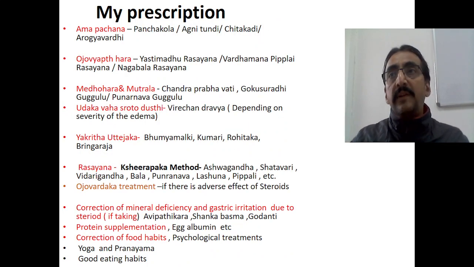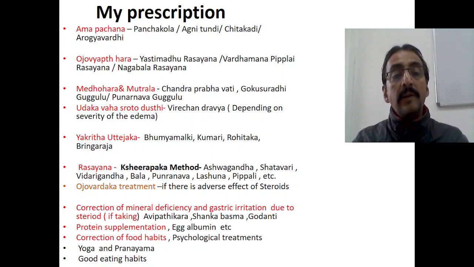Now, this is my prescription in a patient of nephrotic syndrome. In short, I will go for Amapachana treatment. For Amapachana, I will go for Panchakola, then Agnitundi, Chitrakadi, Aragvadhadi, according to the situation. Then Ojo Vyapat Hara treatment: Yashtimadhu Rasayana, Vardhamana Pippali, Nagabala Rasayana, etc. Medohara and Mutrala treatment, maybe Chandraprabhavati, Gokshuradi Vati, Gokshuradi Guggulu, Punarnava Guggulu, etc. For Udakavaha Srotodushti, we go for some diuretic drugs depending on the severity of the edema. Yakrit Uttejaka drugs are given like Bhumyamalaki, Kumari, Rohitaka, Bhringaraja.